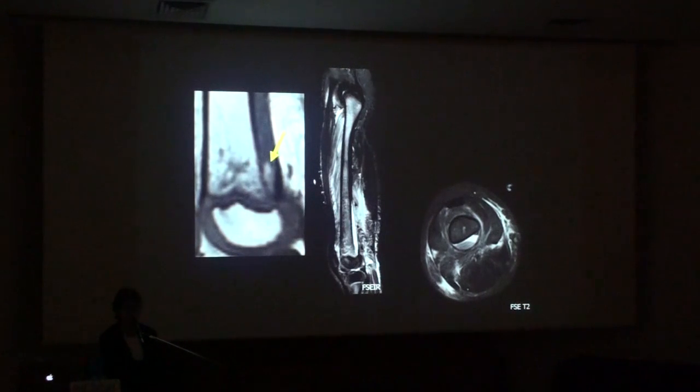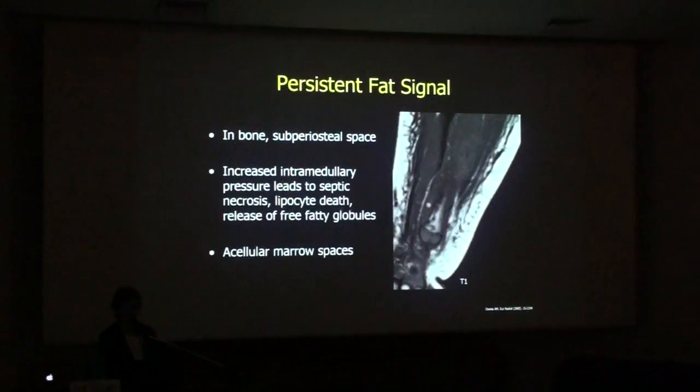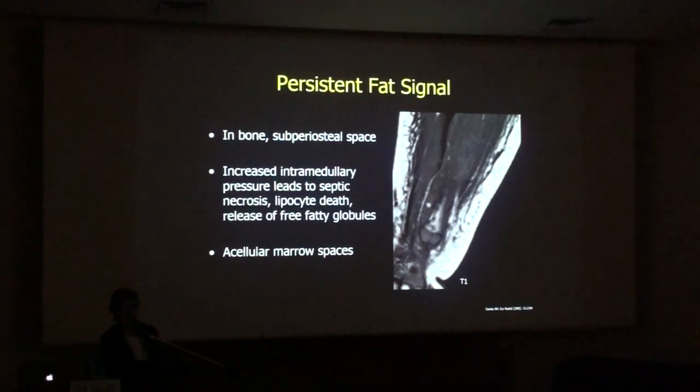So how do we put these two findings together? Well, if we look on the water-weighted sequence, the STIR sequence, we actually can see that the marrow is extensively involved, as is the overlying musculature. And on our axial T2 weighted images, we can see a fat fluid level in the subperiosteal space. So this has been looked at both histologically and on MRI, and the thought process is this is the sign of a very aggressive infection.